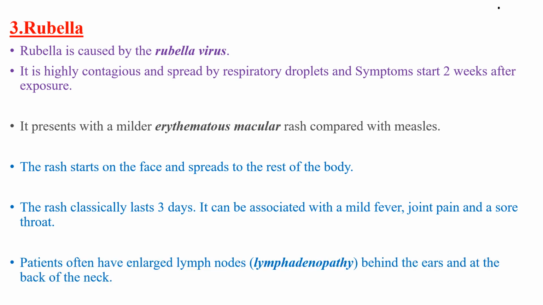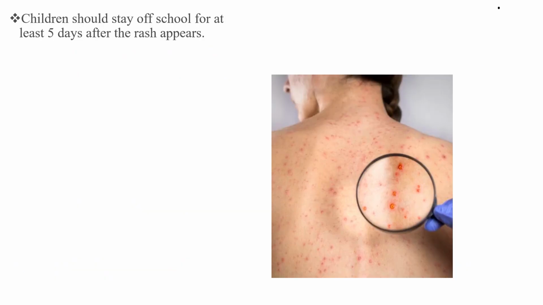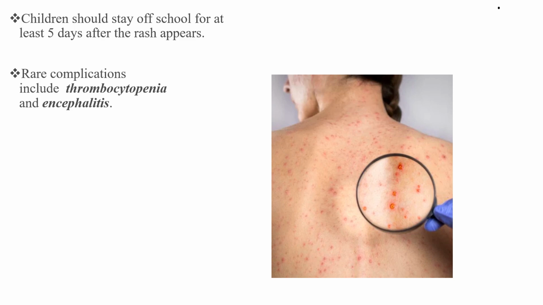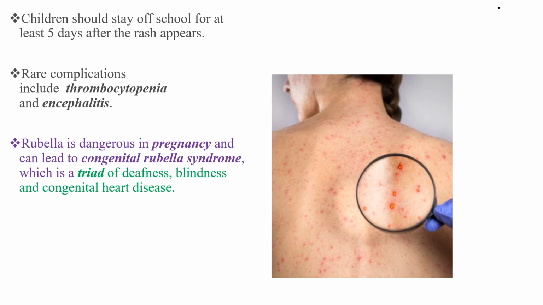Patients often have enlarged lymph nodes, lymphadenopathy behind the ears, or post-auricular lymphadenopathy, and at the back of the neck. Children should stay off school for at least 5 days after the rash appears. Rare complications include thrombocytopenia and encephalitis. Rubella is dangerous during pregnancy and can lead to congenital rubella syndrome, which is a triad of deafness, blindness, and congenital heart disease.